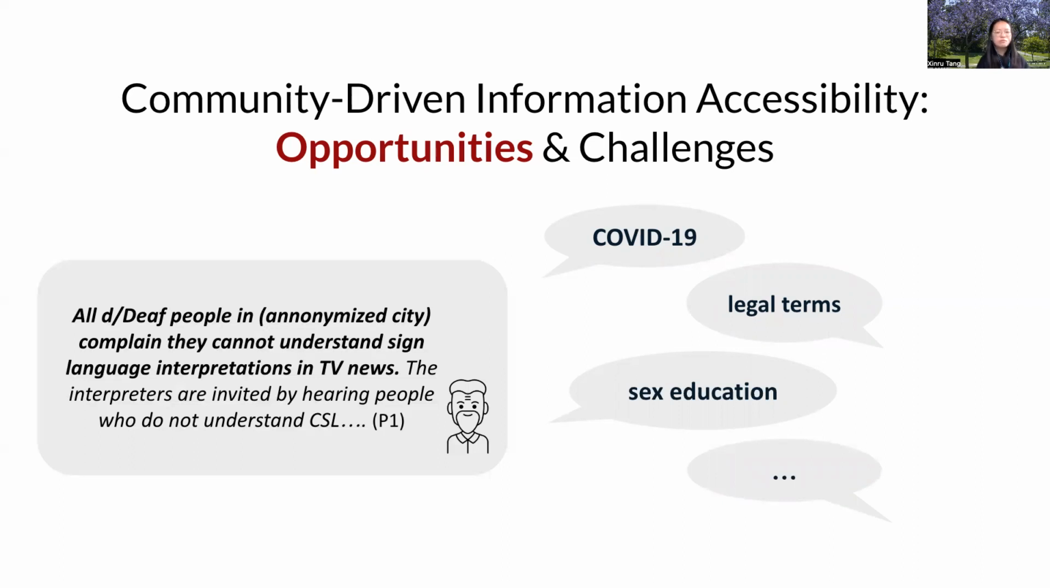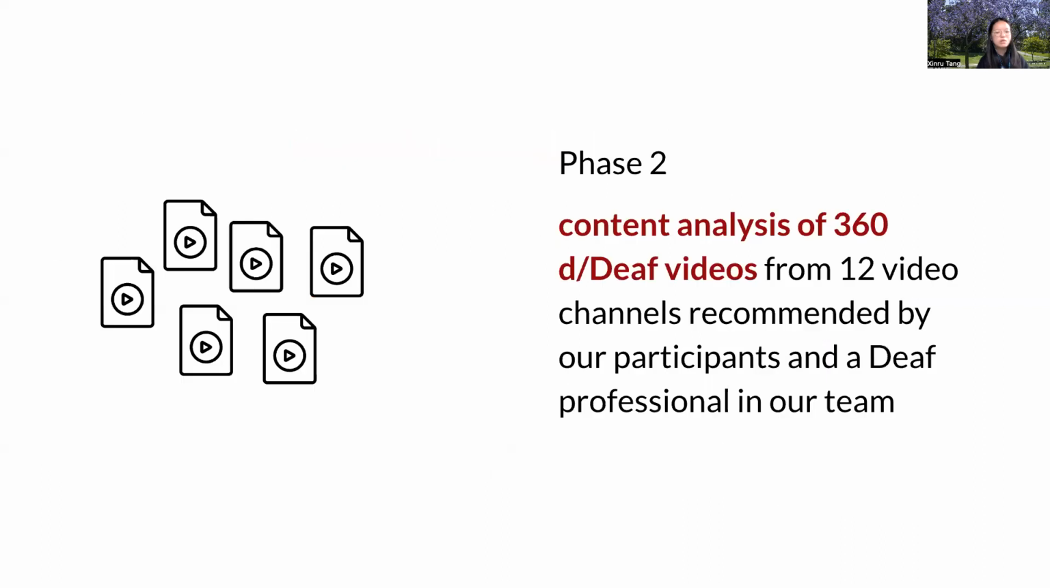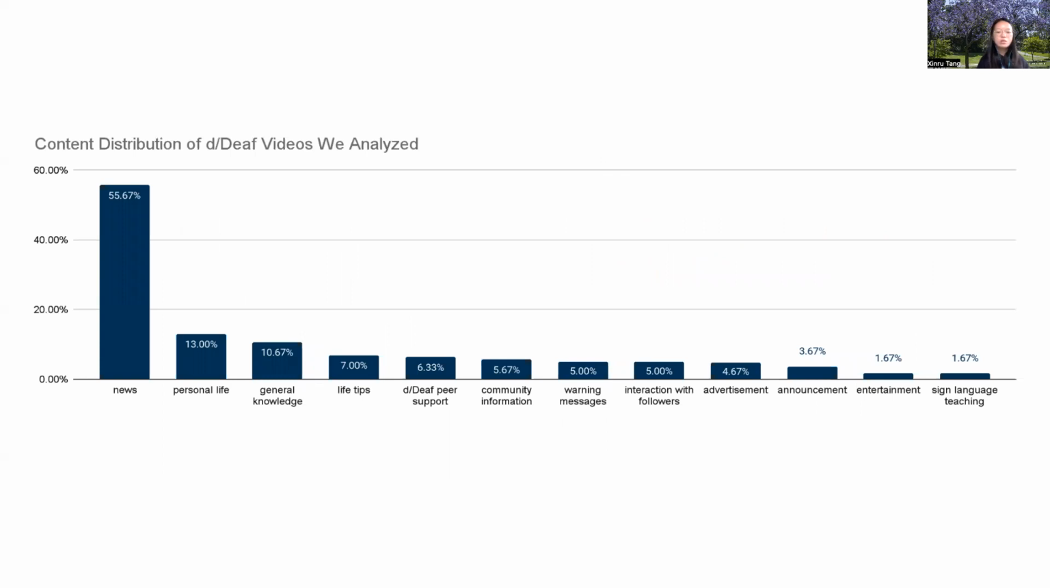Seeing the importance of deaf videos, we then added content analysis of 360 deaf videos from 12 video channels recommended by our participants and the deaf professional in our team to better understand this type of video and our participants' experiences. The content analysis identified 12 types of content, and here is the content distribution. Most of the deaf videos we analyzed were news translated from public media, but deaf videos have also covered many other types of information that might serve deaf people's interests. Please check our paper if you are interested in more details.